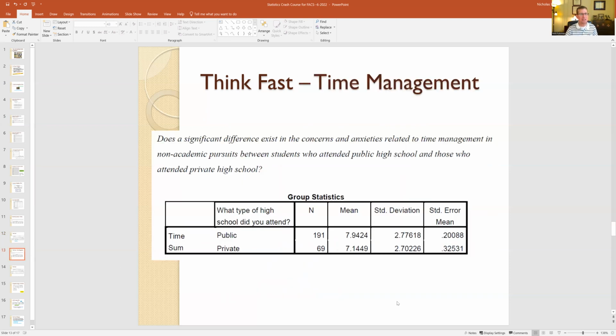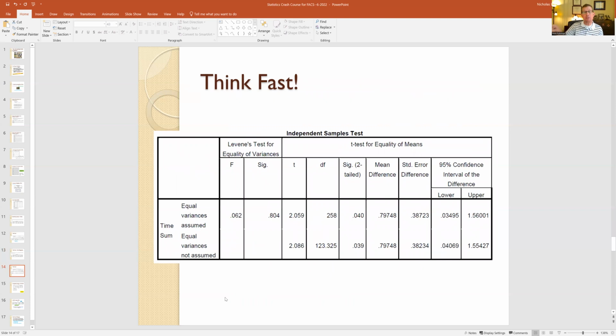Take a look at another group. Time management. Concerns and anxieties related to time management if you're in public or private school. Take a look at the means here without even knowing the scale. 7.94, 7.14. Is it enough? Is that difference enough to be true of the population given what you found in your sample? Let's run that t-test. Let's see if the t is above 2. Let's see if the p is below 0.05. Without the arrows this time, take a look at our t-value. We'll use this one right here.